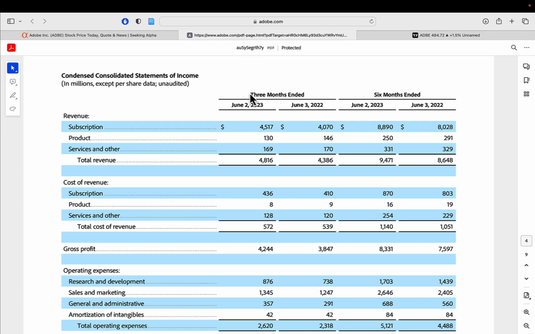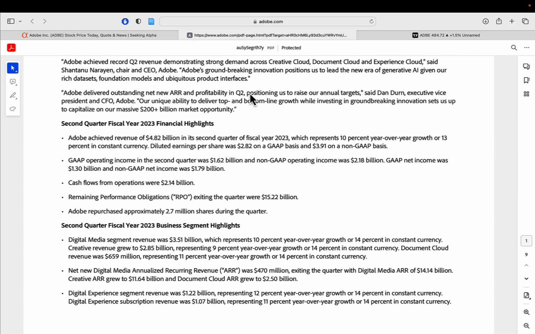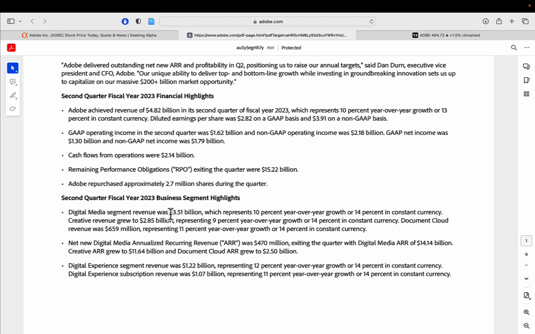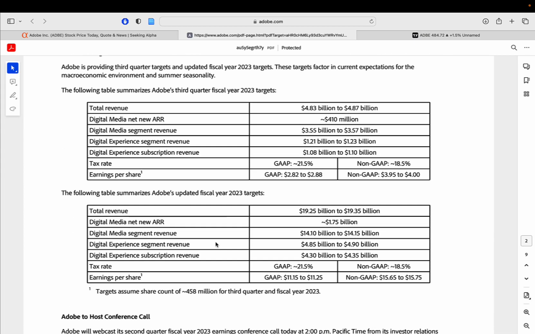Coming into their Q2 2023 results, we can take a look at their press release. They break it down by segments, which is nice. We can see digital media segment revenue was $3.5 billion, which represents 10% growth year over year. Creative revenue also grew 9% year over year, and digital experience segment also grew 12% year over year. So in line with estimates, these revenues are growing at mid to low double digit growth on a quarterly basis.